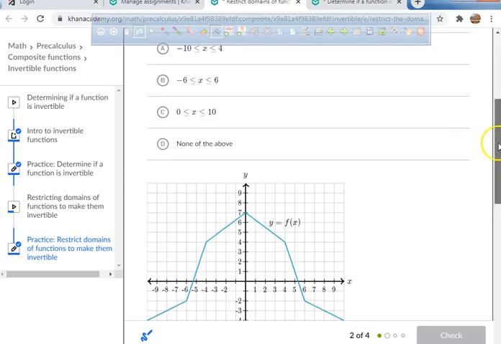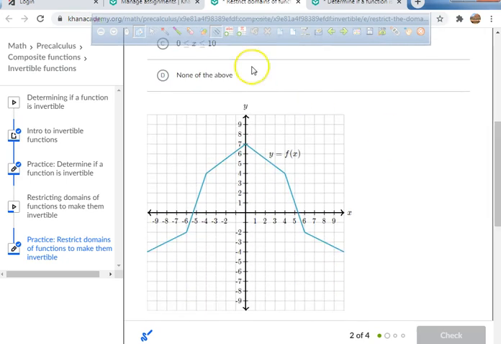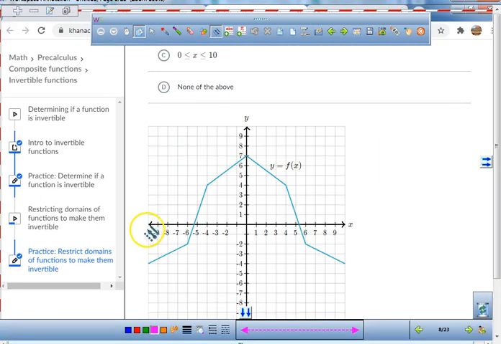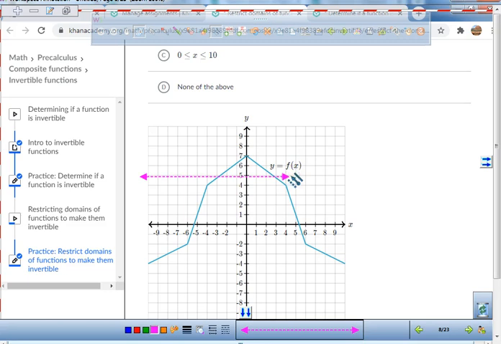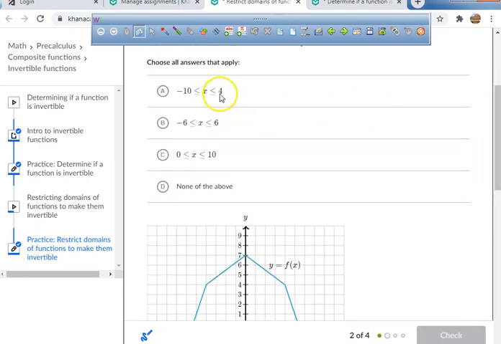So let's take a look at this. We'll see if this works. From negative 10 to positive 4. I don't touch it there, but I could touch it more than once right there. So I'm not going to select that answer choice from negative 10 all the way to positive 4 because I can touch it twice. So I'm not going to select that as my answer.